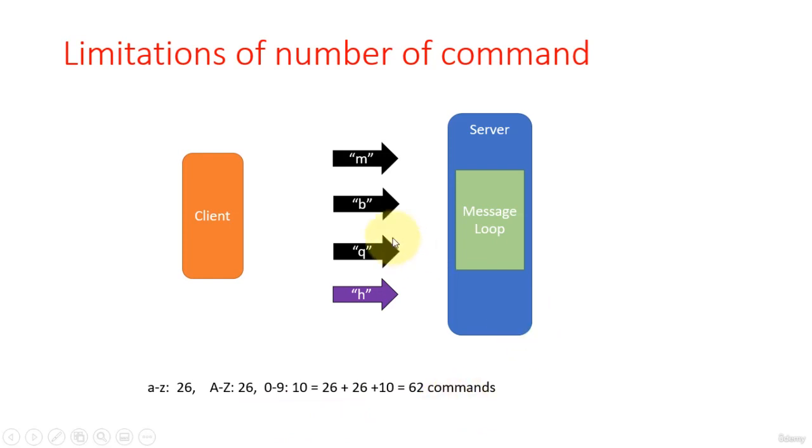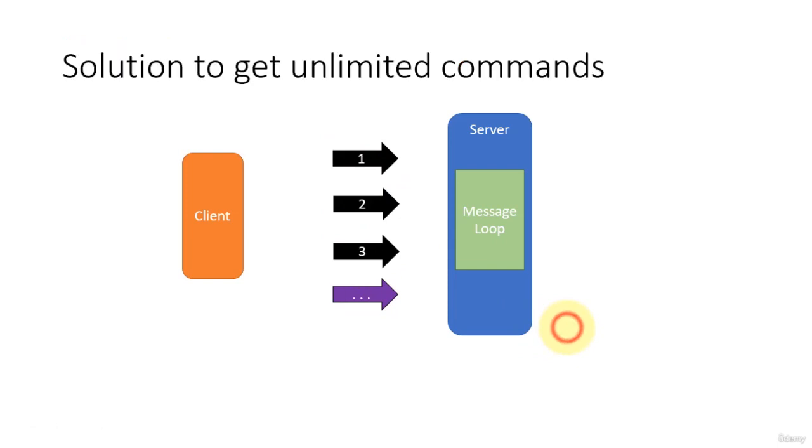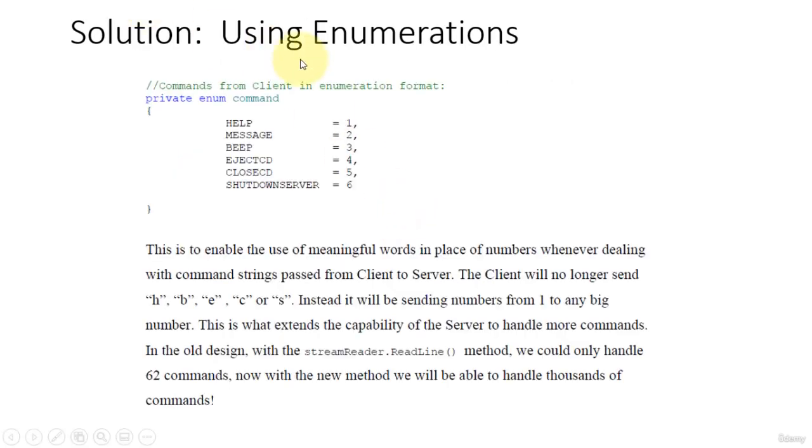If you wanted to increase the number of commands, how would you do it? So the easy solution is to use numbers. Use numbers to represent commands instead of characters. But if we use numbers, then we have a new problem. How do we know what the numbers mean? Numbers by themselves are meaningless. So to solve that, we can use enumerations.